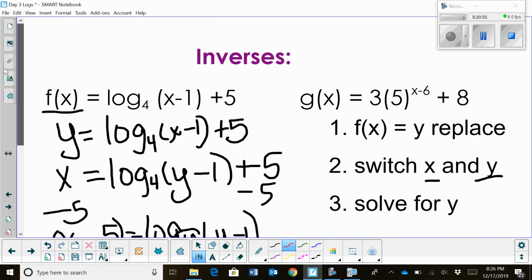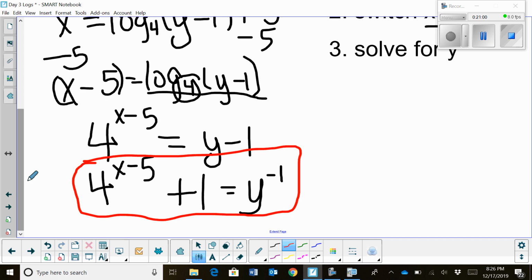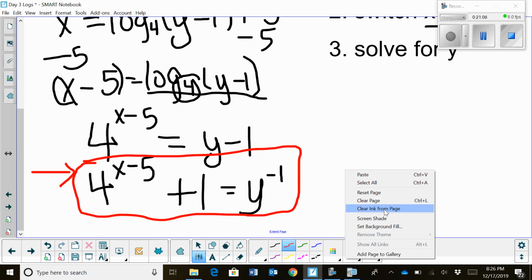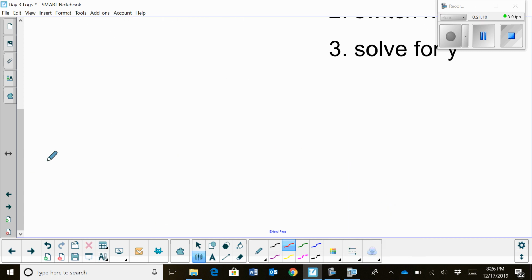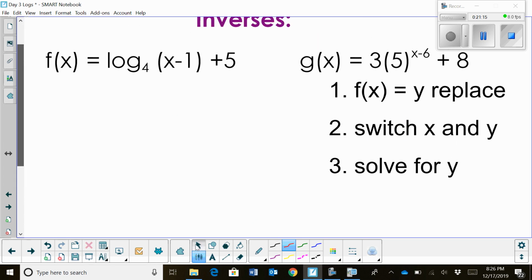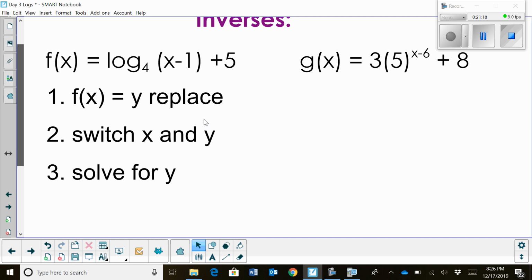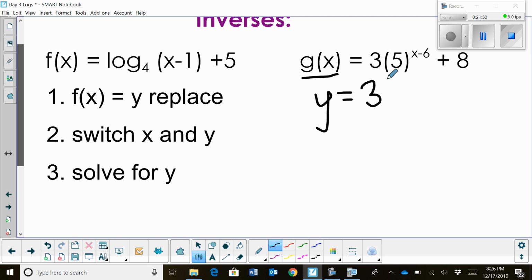So notice we started with a logarithm, we switched x and y, isolated the log, and then we changed it to an exponential function. And that's how you find the inverse of a log. Its inverse is an exponential. Now let's do it the other way. Let's say we start with an exponential form. What do you think we're going to end with? You're right. We're going to end with a log. So let's replace g of x with y. That's just my output for my exponential function.